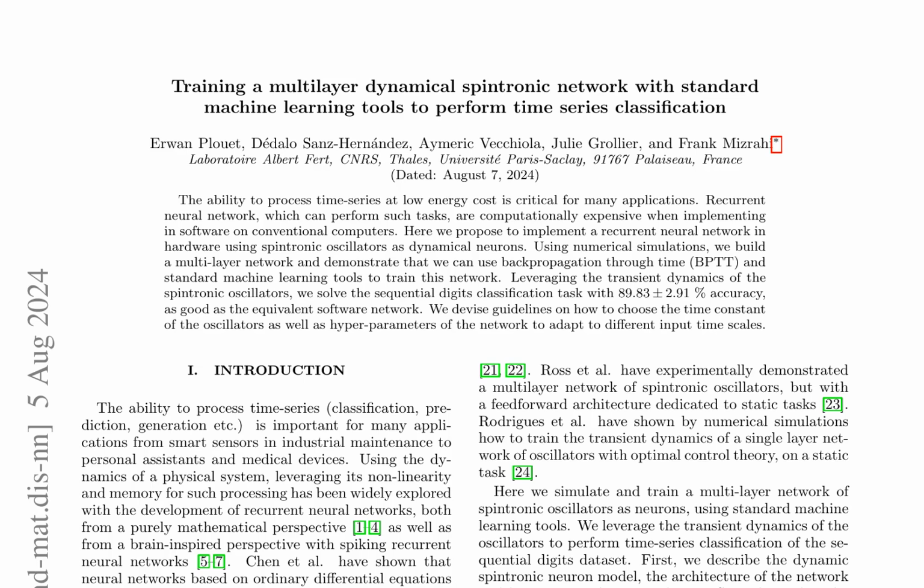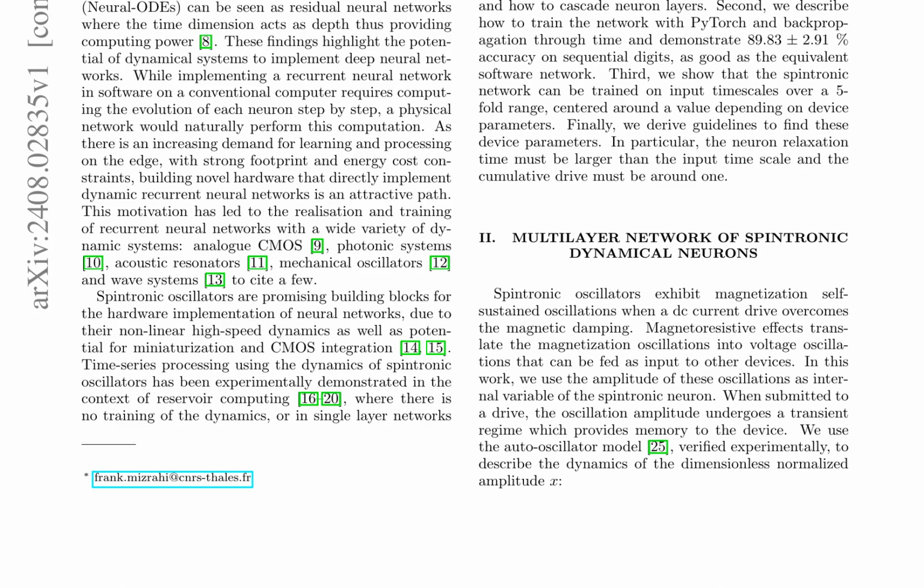The neurons are represented by the autooscillator model, which describes the dynamics of the dimensionless normalized amplitude x. The model is simplified to dx/dt = -γx + I(t)x, where γ is the damping term, and I(t) is the time-dependent drive.